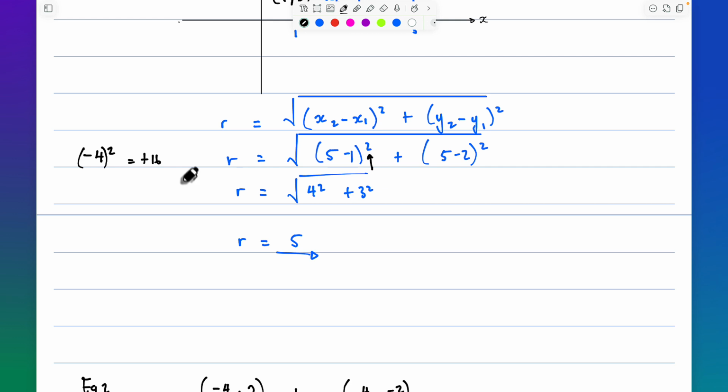But be careful with this. Depending on your calculator, if you say negative 4 squared, it might just square the 4 and not the negative. Just make sure that your answer over here is positive. This value is positive because you're looking at distance. So just something to note.